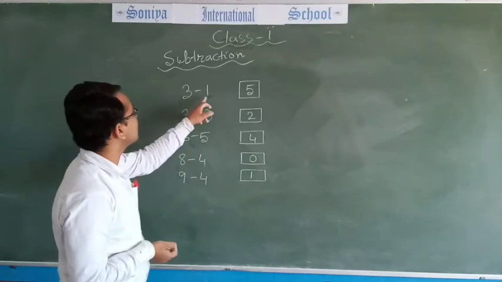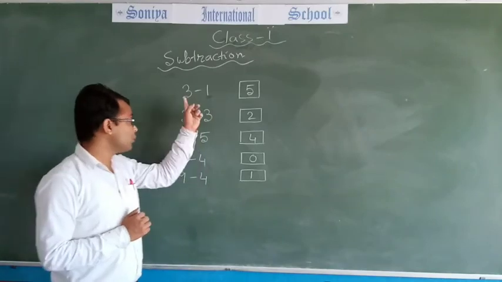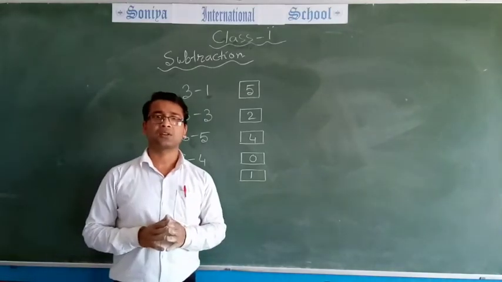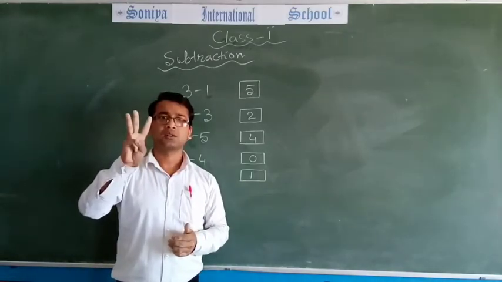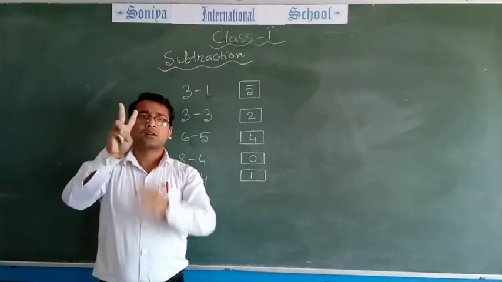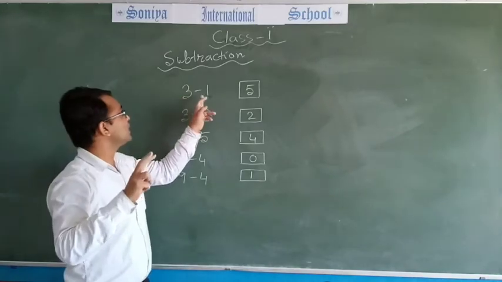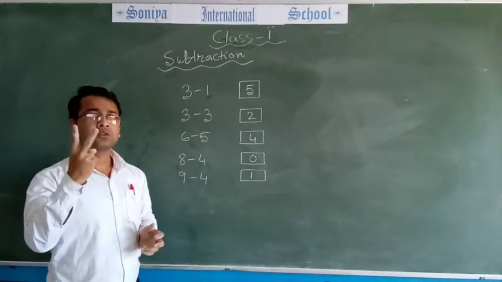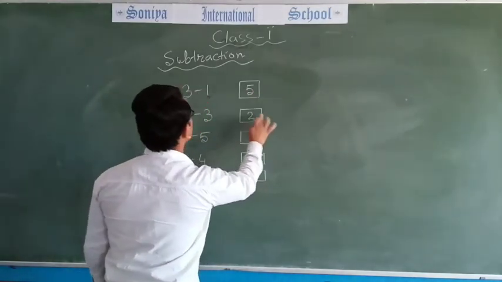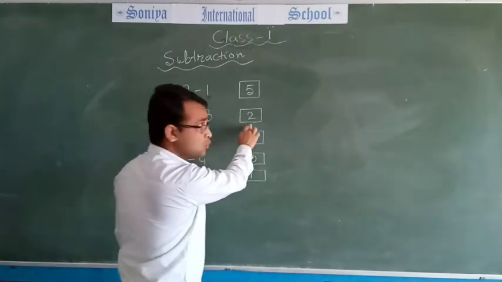First one, 3 minus 1. First count how many fingers? 3. Then count first 3 fingers. 1, 2, 3. How many take away? 1. How many left with me? 1, 2. Then 3 minus 1 is equal to 2. I found 3 minus 1 is equal to 2 and here 2. Then match.